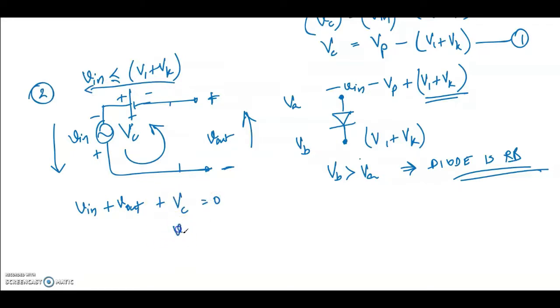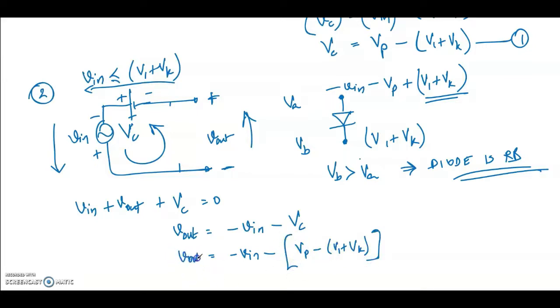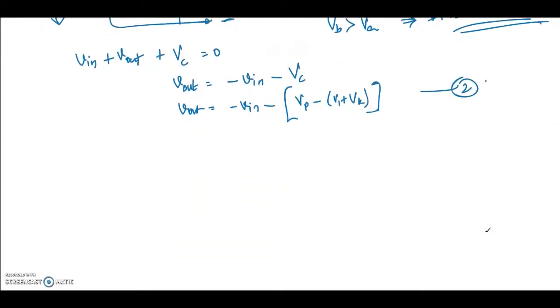I need the equation for Vout. So Vout is equal to minus Vin minus Vc. What is the equation for Vc? Minus Vc becomes Vp minus V1 plus Vk, and we are done. This is the equation for Vout. Equation number 2. Let's go for the third case.